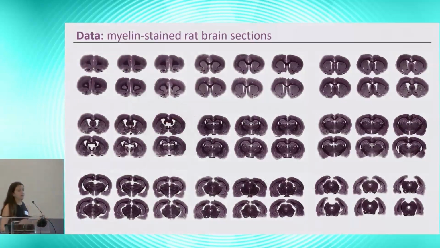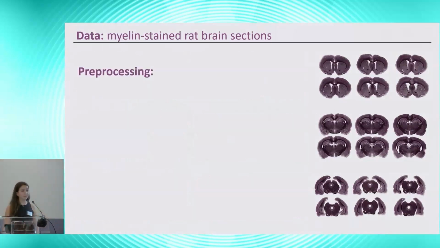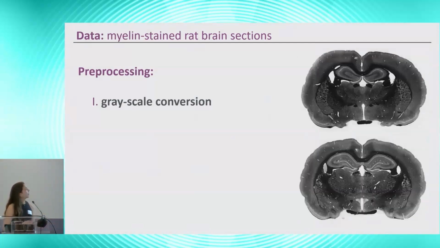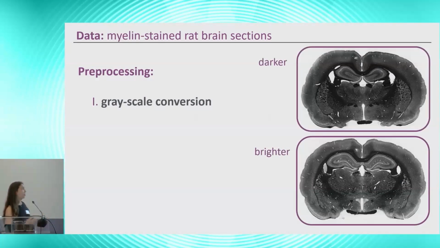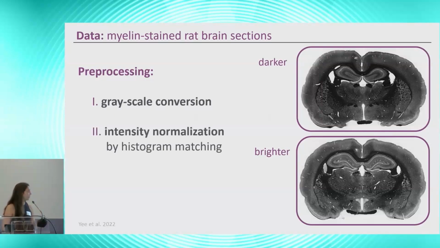And this is how the sections look across the brain. Here notice that the sections are not consecutive. We stain for myelin 1 every 5. And of course we need some preprocessing. Briefly, we convert to grayscale because we just need the intensity. And then we find that some sections are brighter than other sections, even in the same brain. This is not because the tissue is different, it's because of the staining process. So we need to correct for that.